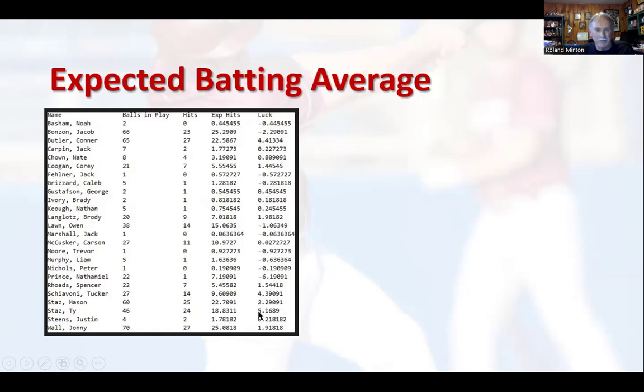The one exception to large being positive is my guy, Nate Prince. 22 balls in play, 1 hit, should have had 7. He kept hitting line drives right at fielders. And possibly because of this information, or probably because the coaches just saw it, they kept him in the lineup. They knew he was just hitting in bad luck.